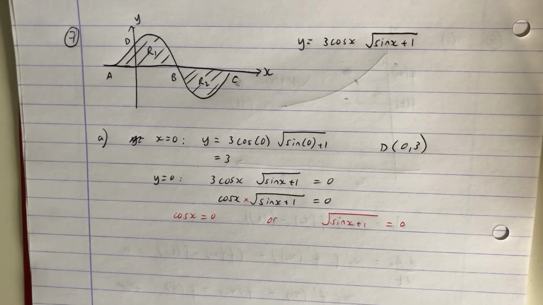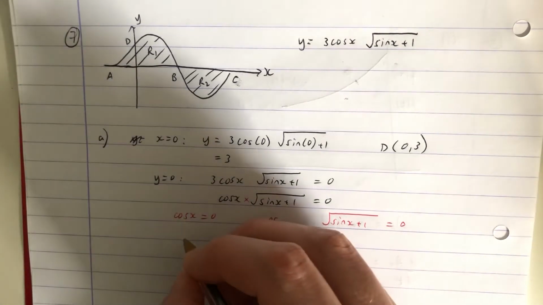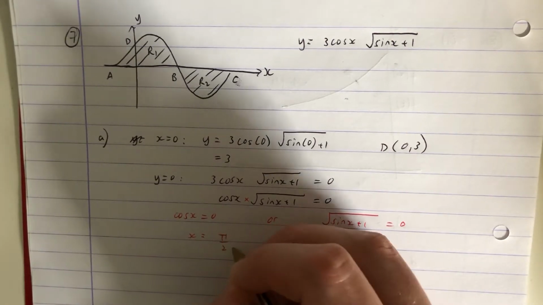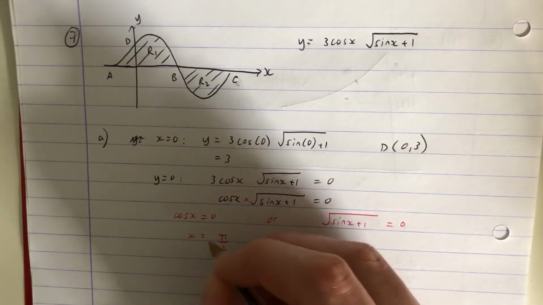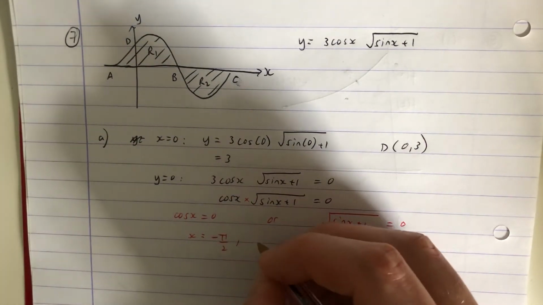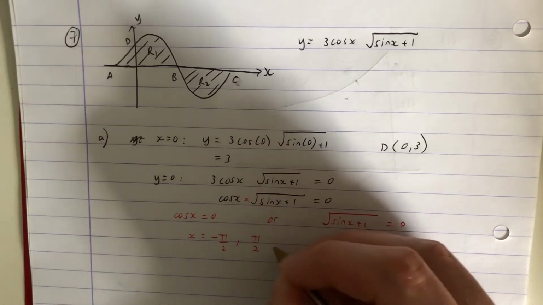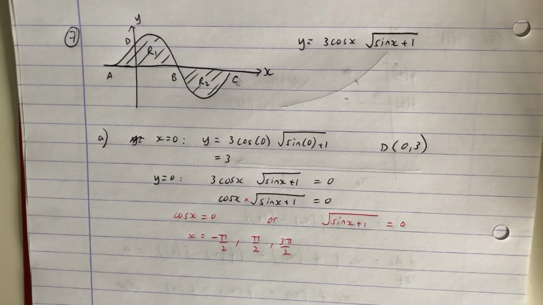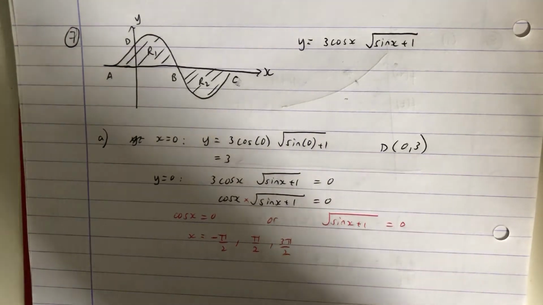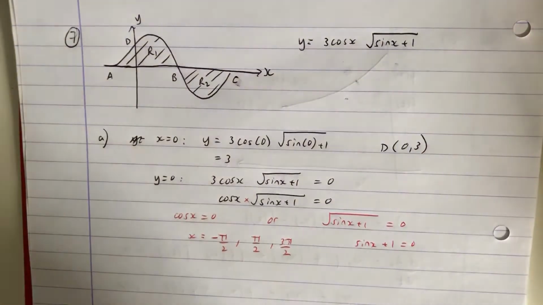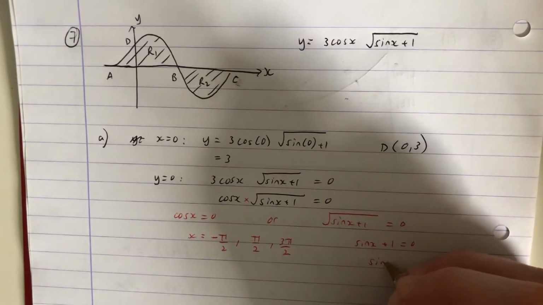If you solved cos x is equal to 0, you would get pi by 2. Actually, based on this sketch, I'm going to consider 3 values: minus pi by 2, pi by 2, and 3 pi by 2. Because this curve would repeat, I just need to make sure I get the correct values. Solving this one, square everything. Make sine x the subject.